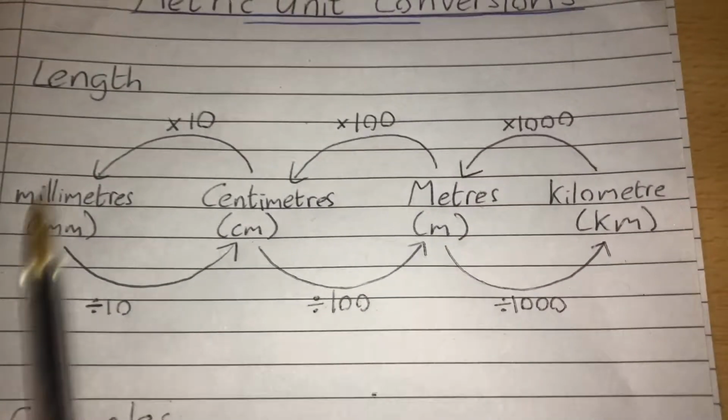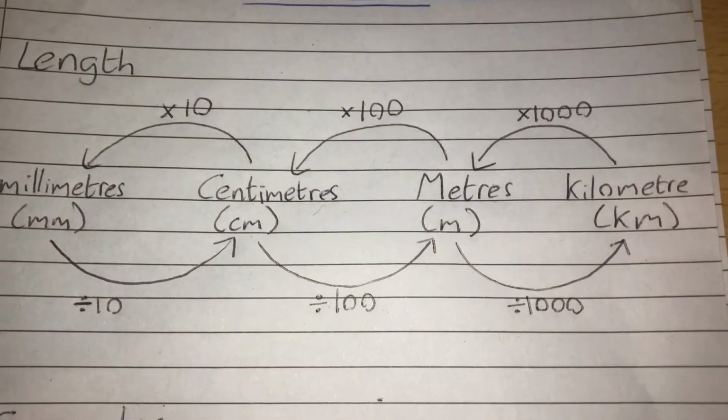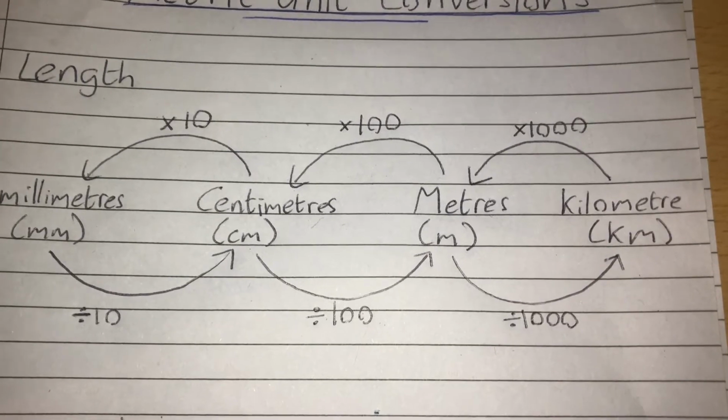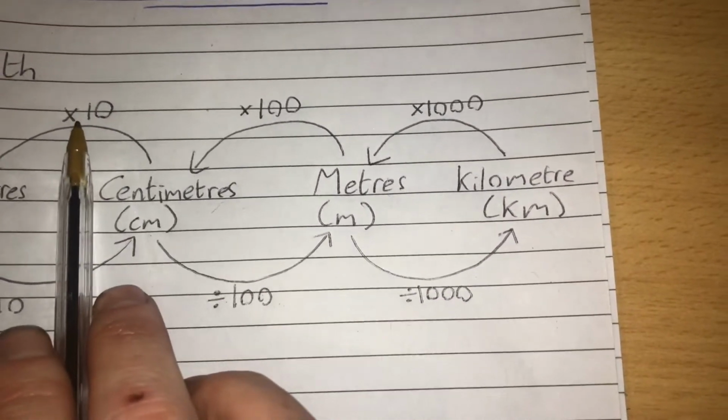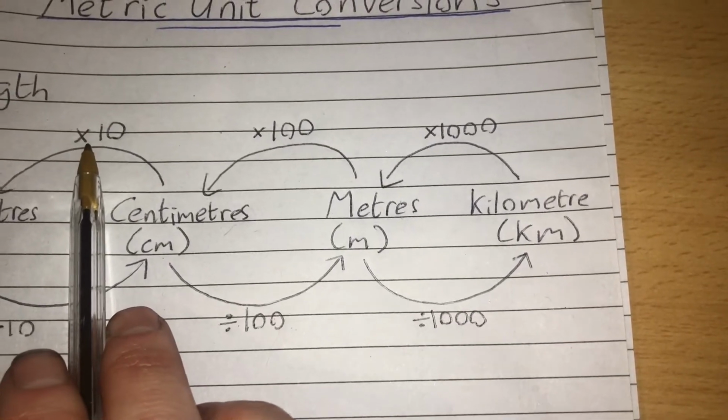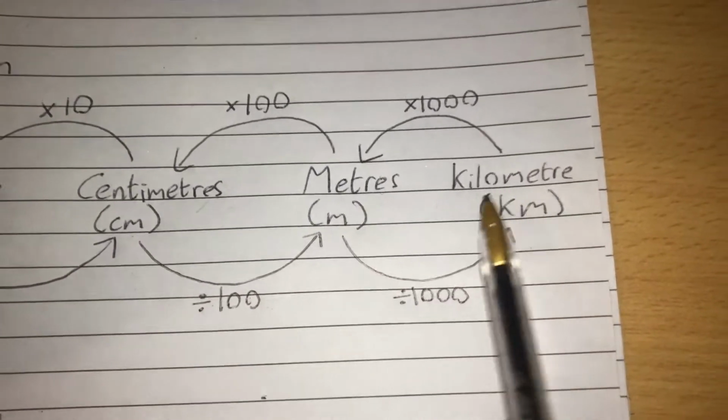So these diagrams are quite handy for helping to remember whether you multiply or divide by 10, 100 or 1,000. And that's the handy thing with the metric system. It'll always either be just multiplying or dividing by 10, 100 or 1,000 to convert between those units.